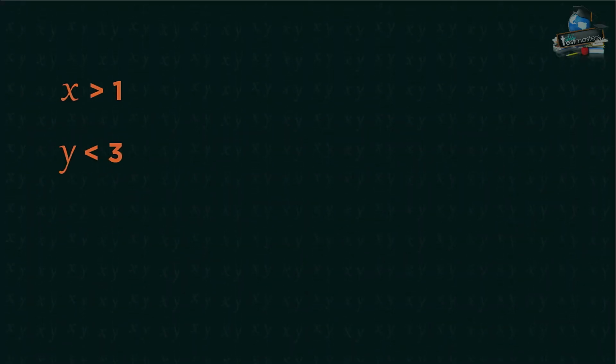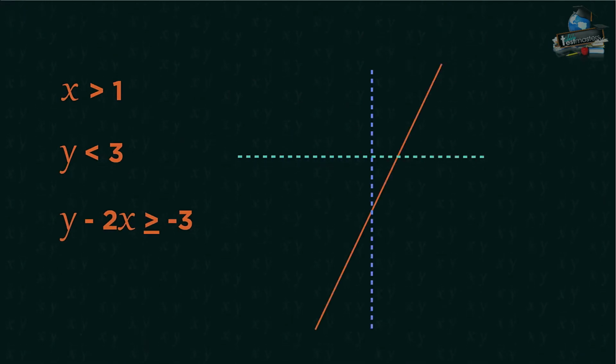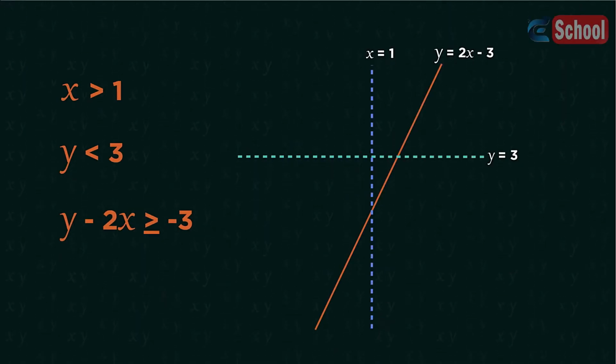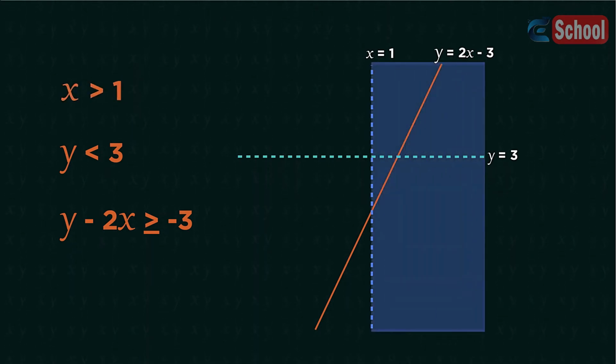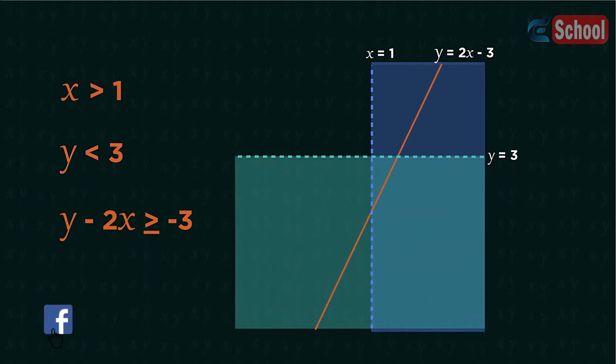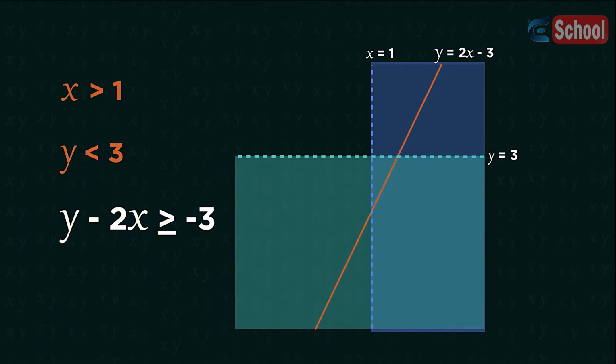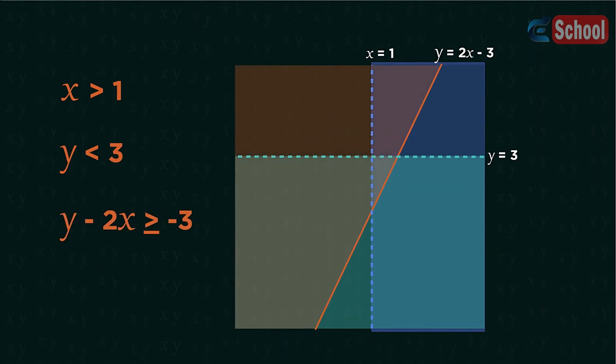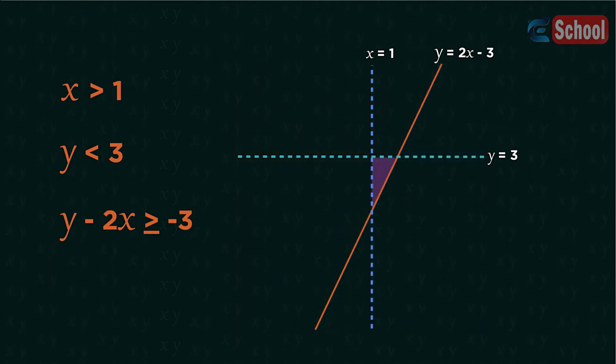We can even shade regions that are bound by multiple inequalities. Start by plotting all three lines onto the graph. Then do the shading. X is more than 1 is this way, y is less than 3 is down here, and y is bigger than the line is here. The only region that has been shaded by all three is this bit. So that's the answer. Give this one a go.